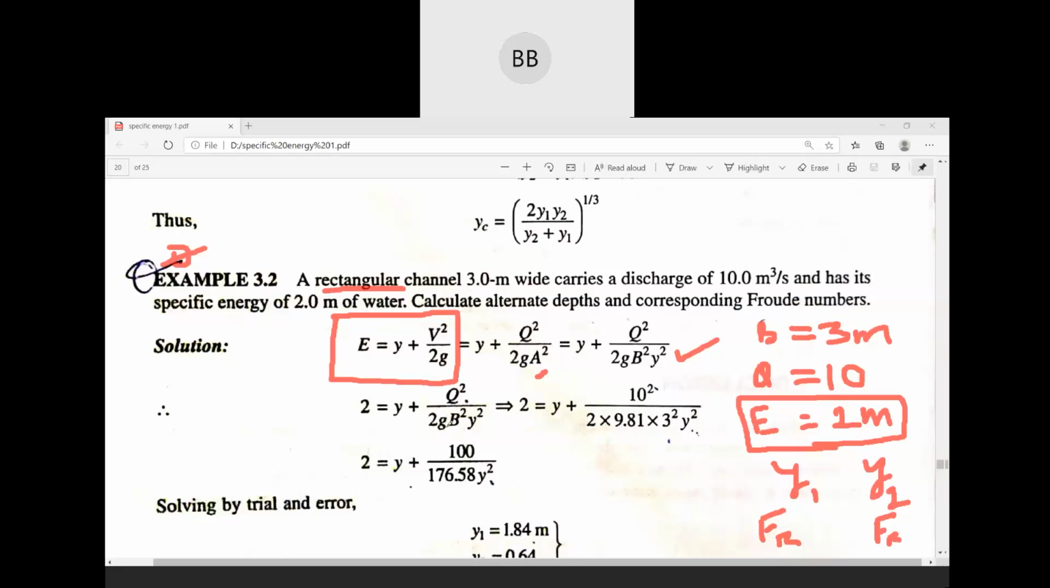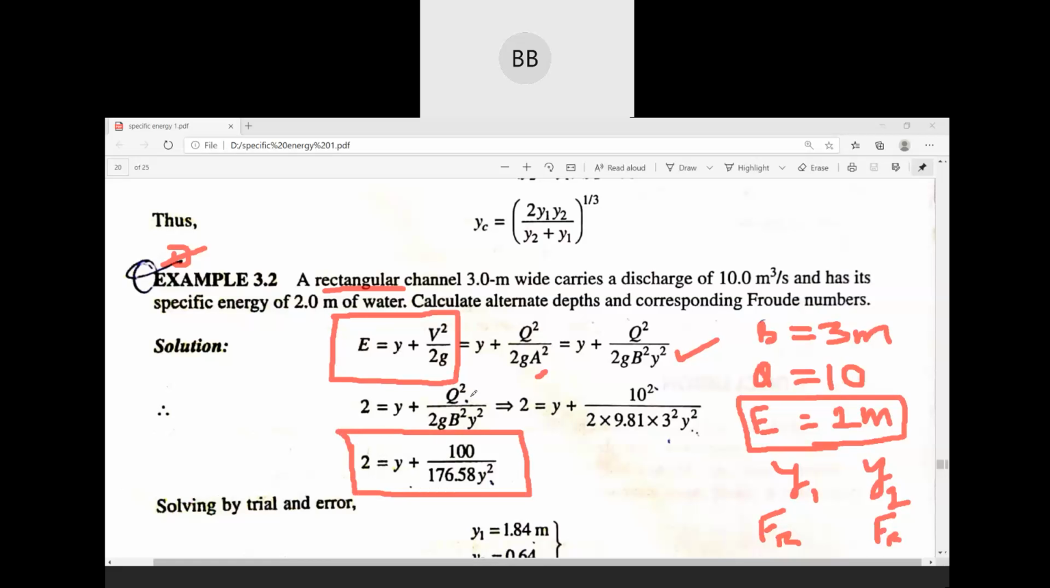The g value we all know is 9.81. So 2 into 9.81, minus the width of the channel, which is also given as 3 meter, so it will be 3 square multiplied by y square. Then you simplify and you will get this expression.